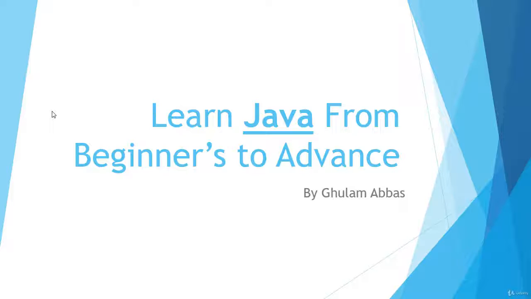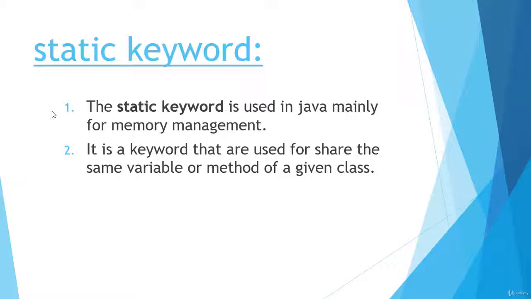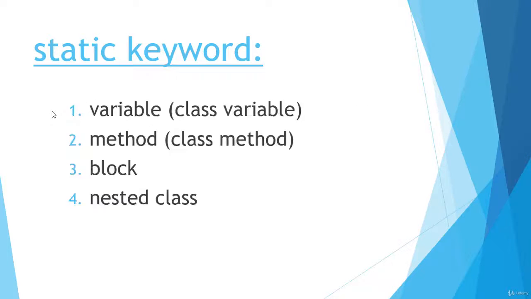Today we are going to discuss the static keyword. The static keyword is mainly used in Java for memory management. It is a keyword that is used to share some variables or methods of a given class. Now when you create a static variable in your class, that variable allocates memory only one time when you run that program. So in this way, the static keyword is used for memory management.